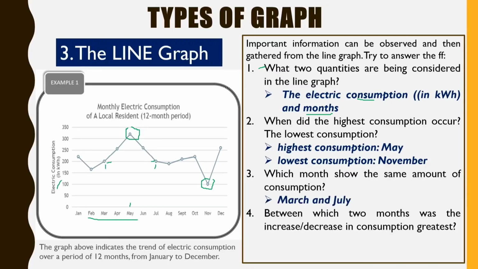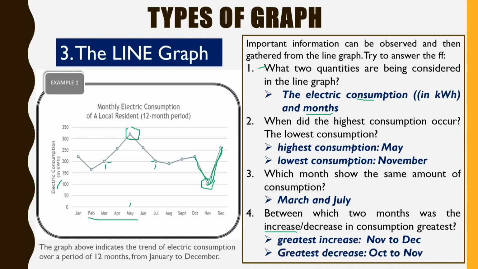Question number 4, between which two months was the increase or decrease in consumption greatest? First, let us answer the greatest increase. The answer is from this month to this month. So you can see it is a very long line going upwards. So the greatest increase is from November to December. On the other hand, the greatest decrease is from this month to this month, which is from October to November.